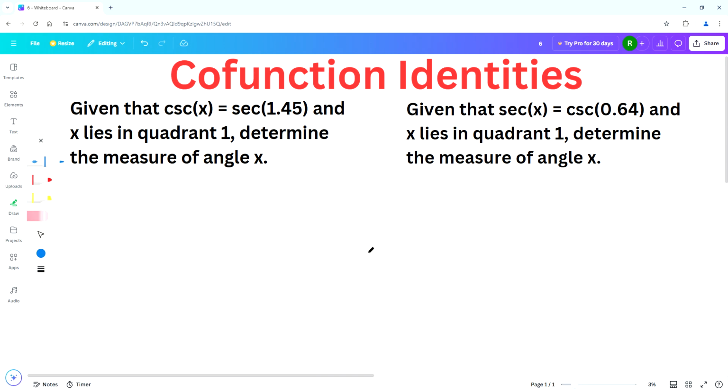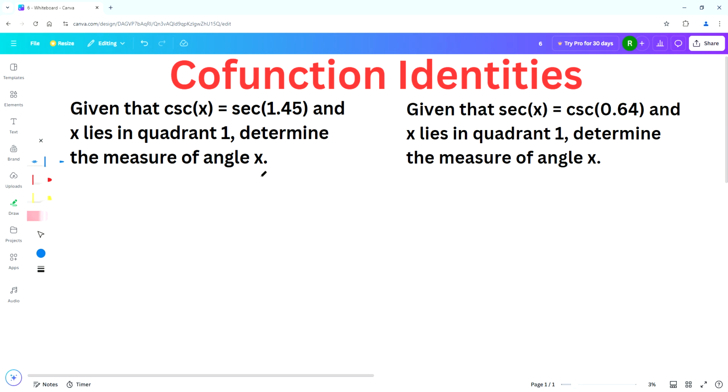In this video, we'll solve these two problems using cofunction identities. Let's start with the problem on the left side. Given that cosecant x equals secant 1.45 and x lies in quadrant 1, determine the measure of angle x.